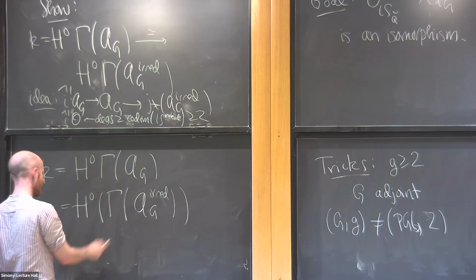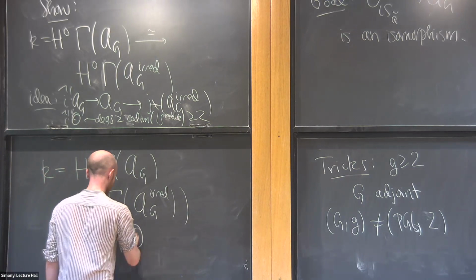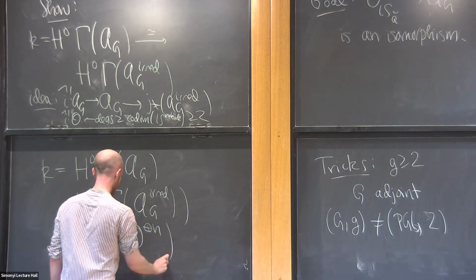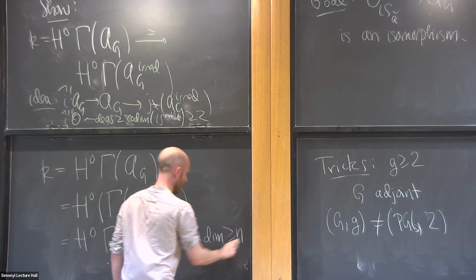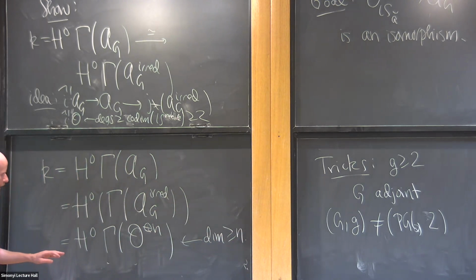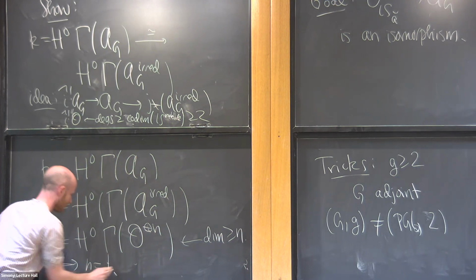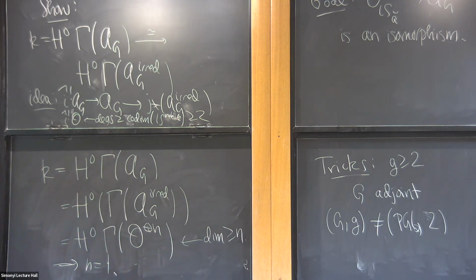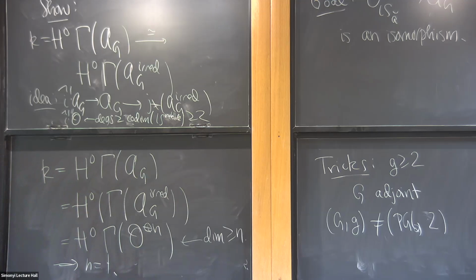So this is the same as the irreducible version. This is the same as H0 of global sections of O direct sum n times. And this has dimension greater than or equal to n. And so we see that n has to be 1. So that ends the argument. Then there are low genus cases, there's the center, there's all this stuff to worry about, but that's the main thing. So, thank you very much.